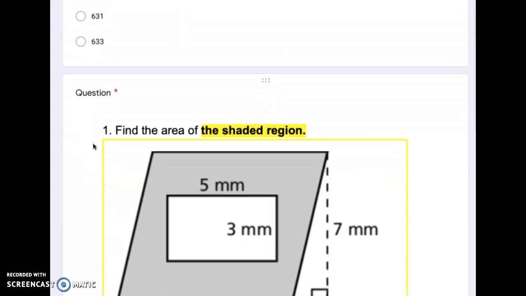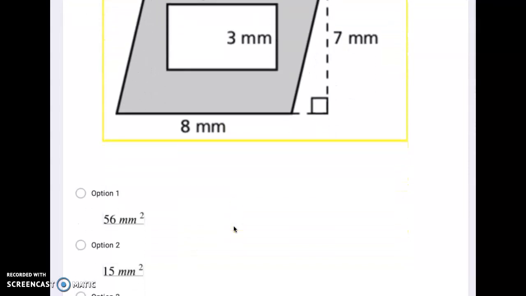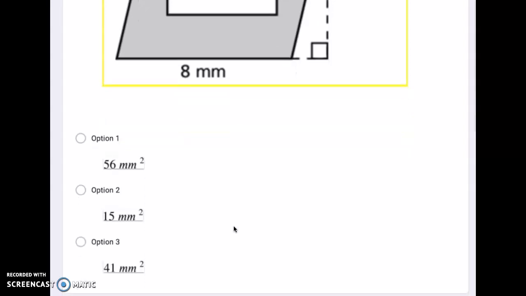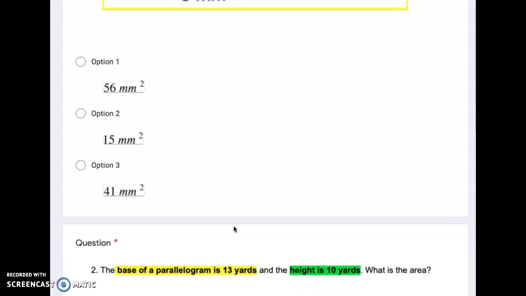Number 1, find the area of the shaded region. So this outer border, finding the area of, like that white part is like a hole in the middle. Your choices are 56 millimeters squared, 15 millimeters squared, or 41 millimeters squared.